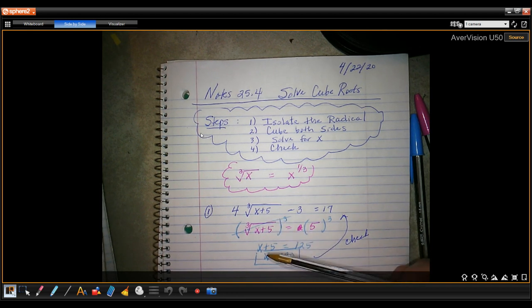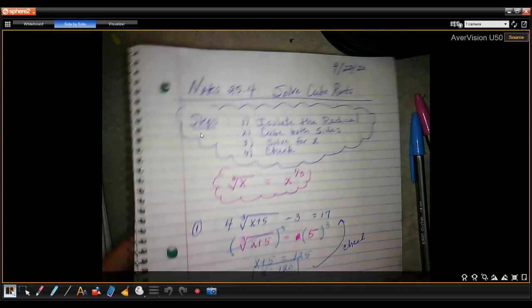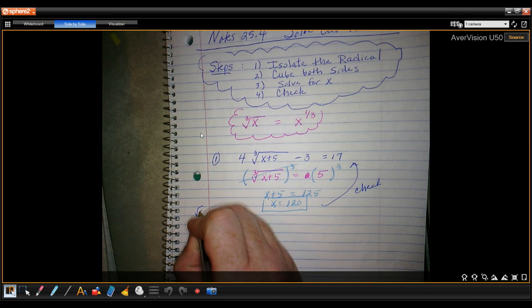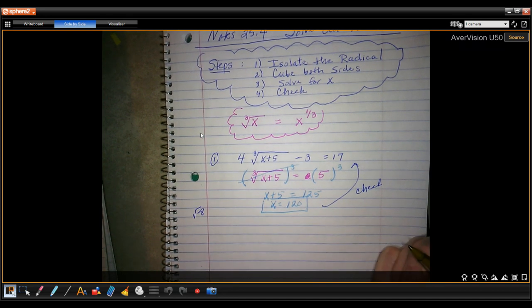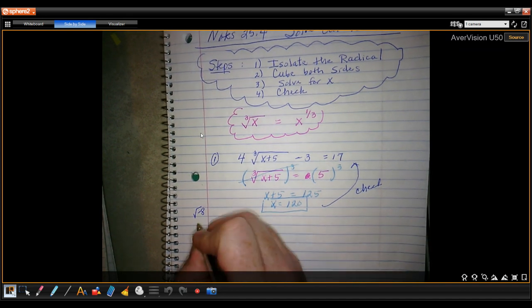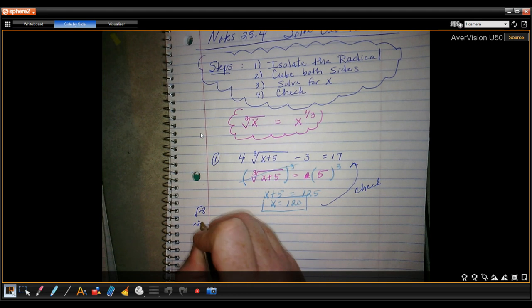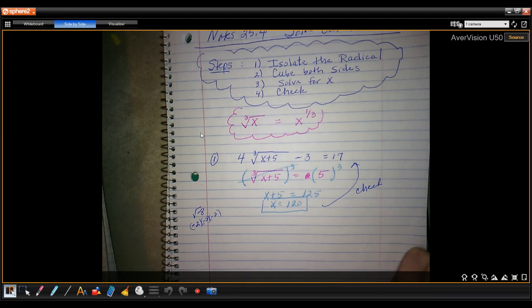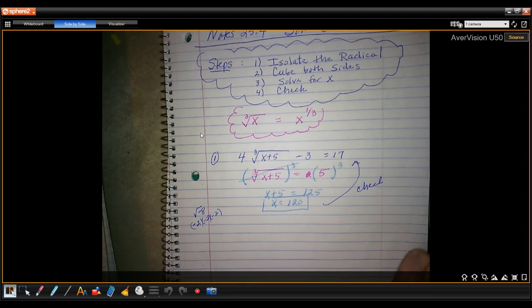So my question is, can you take the cube root of a positive number? Yes. Can you take the cube root of a negative number? So hopefully you're going to say yes, because the cube root of negative 8 means what number times itself 3 times is negative 8. And you can take the cube root of a negative number because negative 2 times negative 2 times negative 2 is negative 8. So you can take the cube root of a negative number.